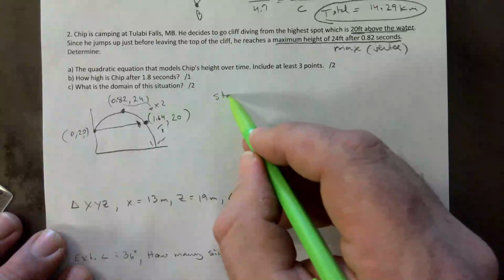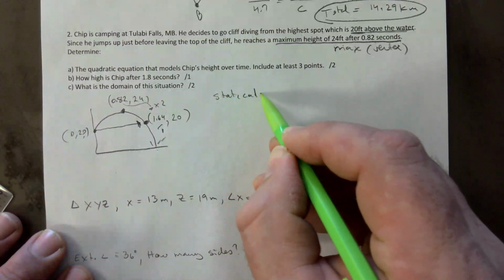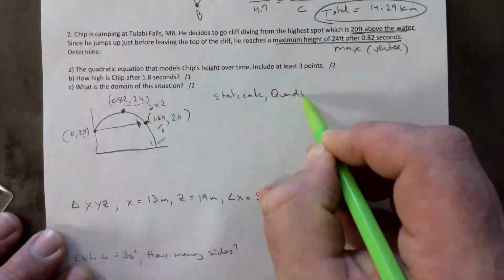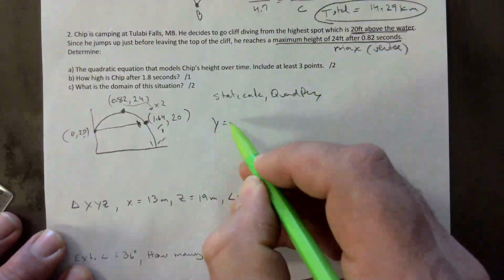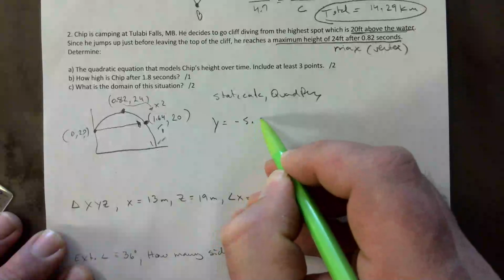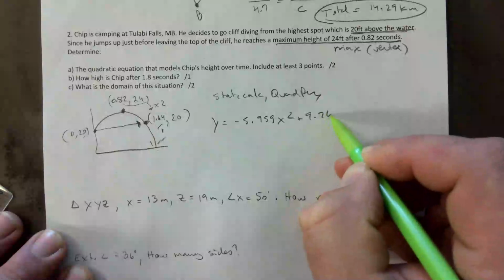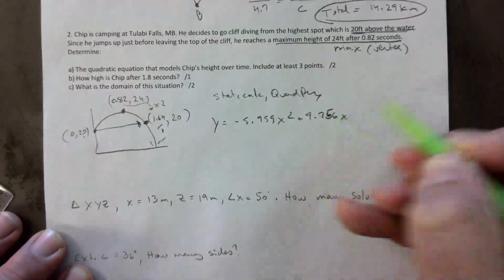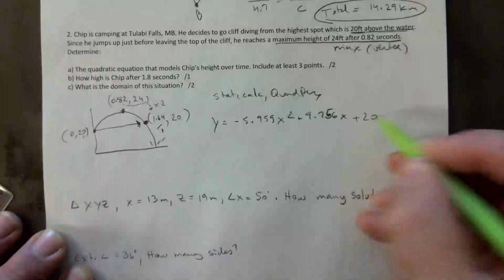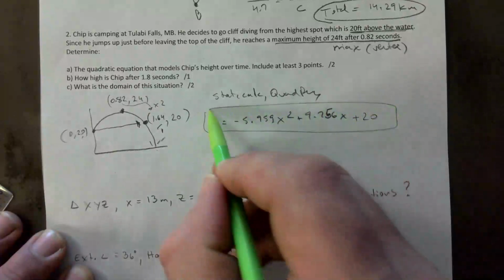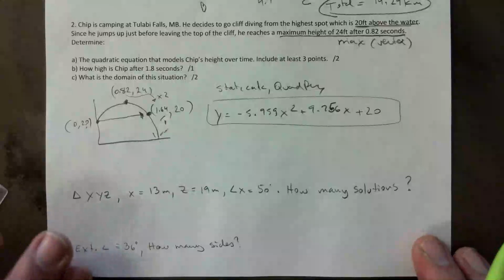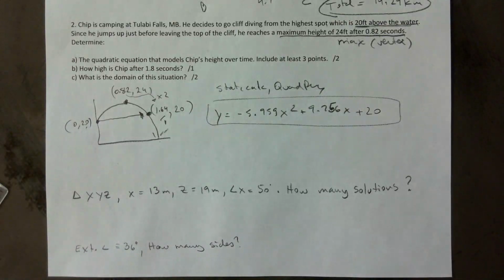Then you go stat, calc, quadreg, and you get negative 5.959 x squared plus 9.756 x plus 20, right? If you enter that into your calculator. And that is the quadratic equation that models this.